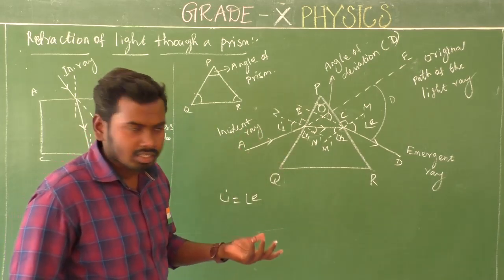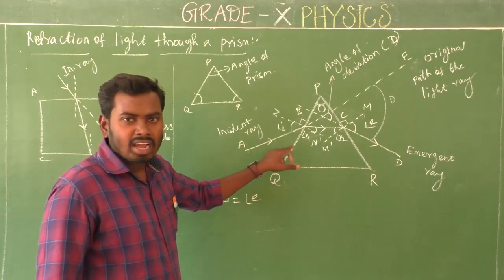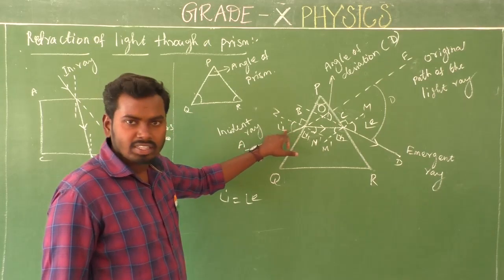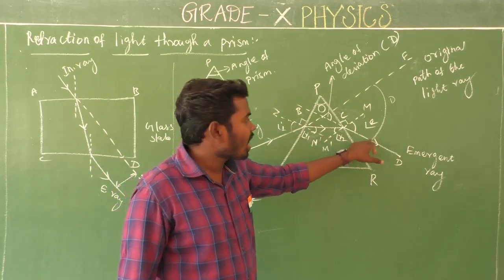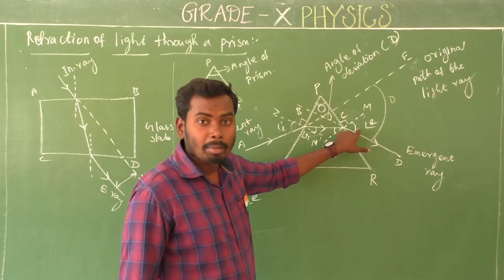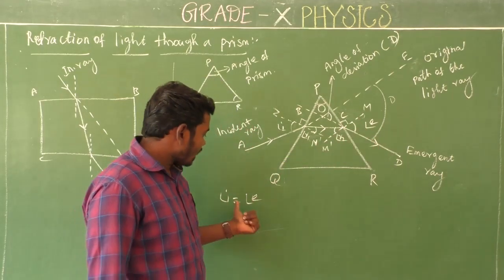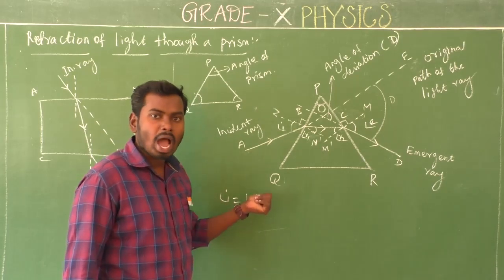What is the angle of incidence? The angle of incidence is the angle between the incident ray and the normal. Then what is the angle of emergence? The angle between the emergent ray and the normal is the angle of emergence. Is it clear? Here the angle of incidence will be equal to the angle of emergence.